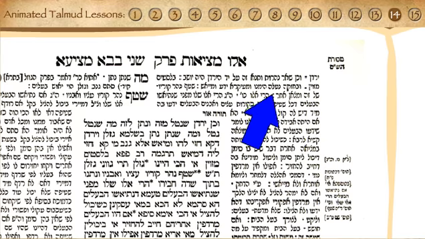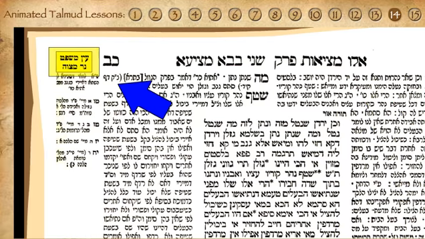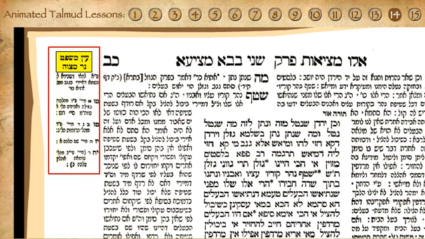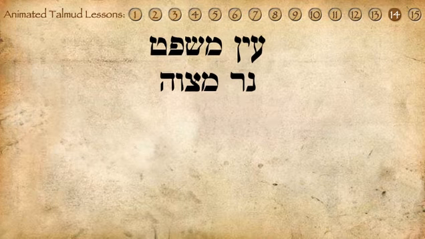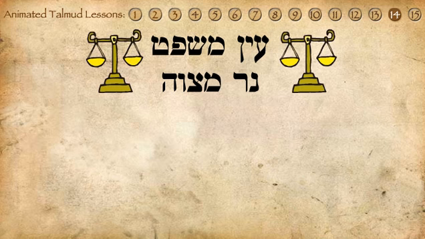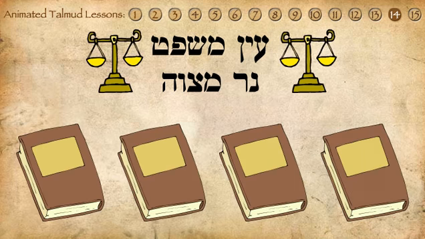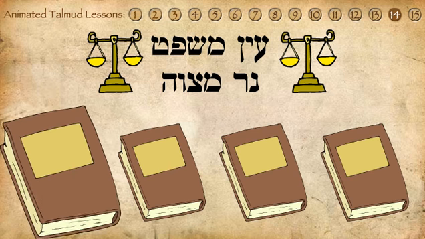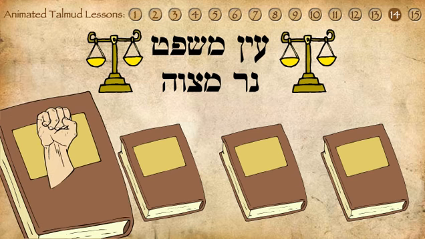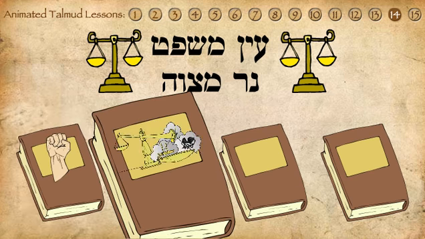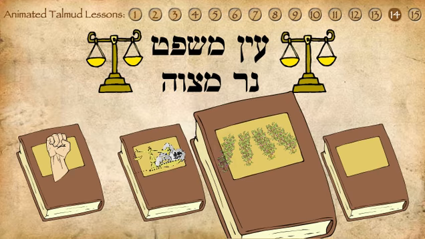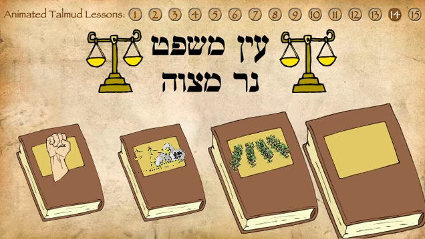On the far outside margin of the pages, you'll find even more links. These links are called Ein Mishpat Ner Mitzvah, and they lead to many places in the four important Sifrei Halachot: the Mishneh Torah of the Rambam, the Sefer Mitzvot Gadol, the Arba Turim, and the Shulchan Aruch.